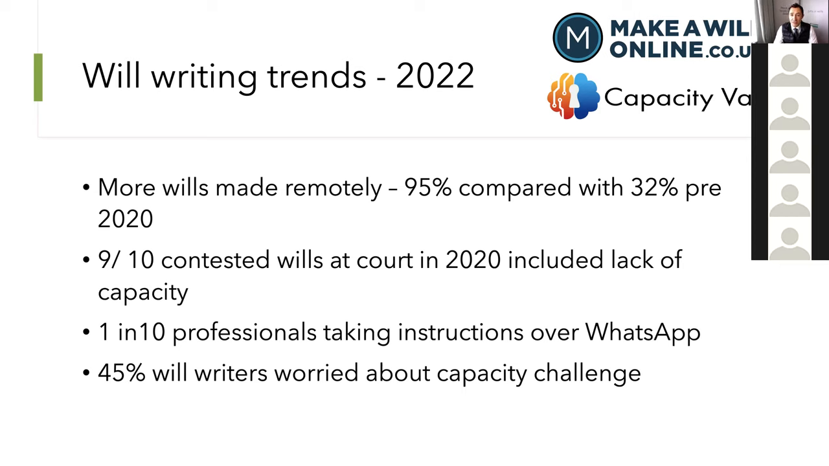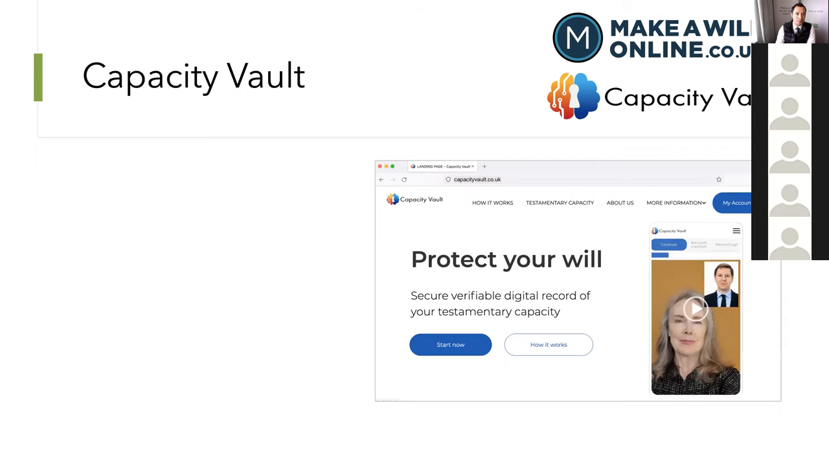Before, when people sat in a room with somebody and took instructions, they would have more notes and better notes of what went on. Now, if they're ever challenged, all they'll be able to say is they were on the other end of a telephone call from someone giving instructions. And how much can you tell about someone's testamentary capacity when you're not in the room with them? I would say less.